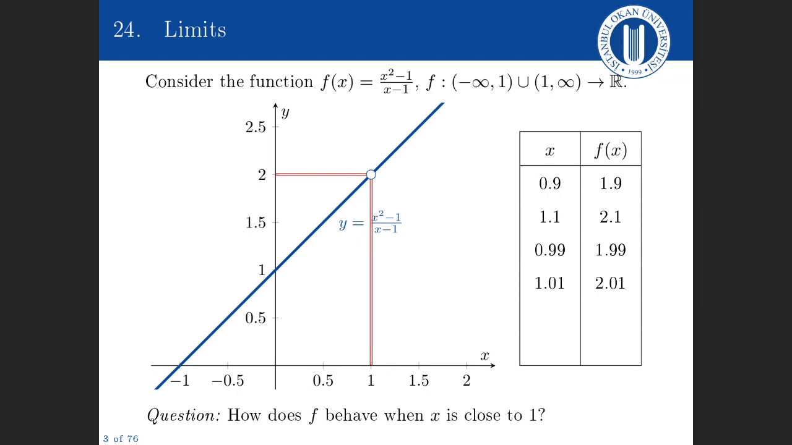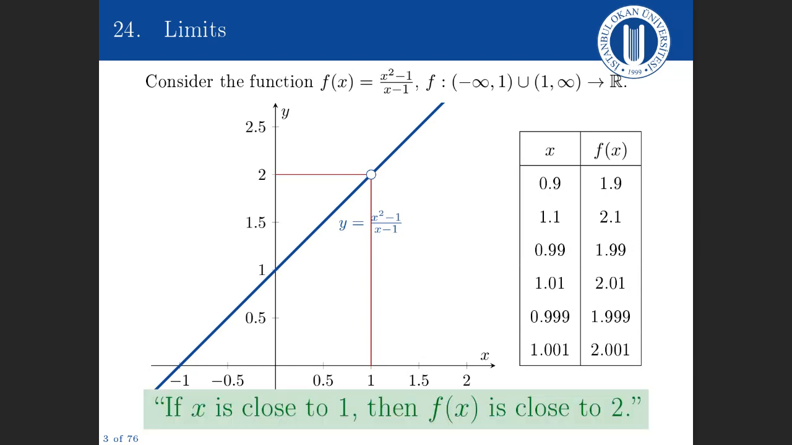Let's look even closer. How about 0.999 and 1.001? Again, looks like we're getting closer and closer to 2. It looks like if x is close to 1, then f of x is close to 2.